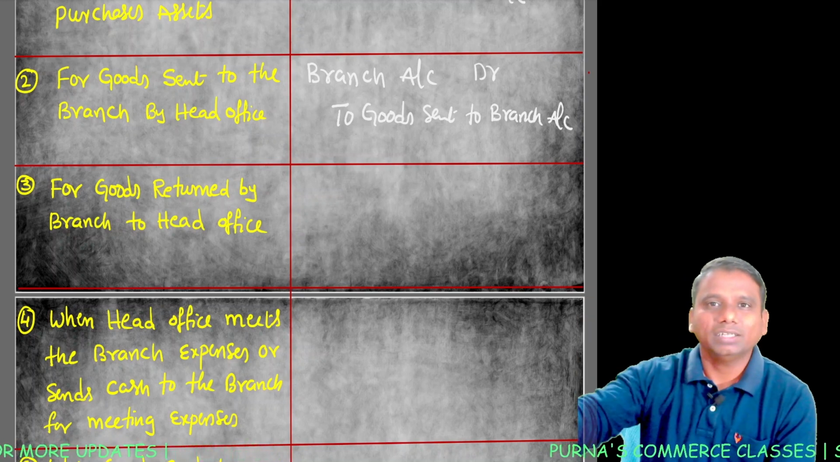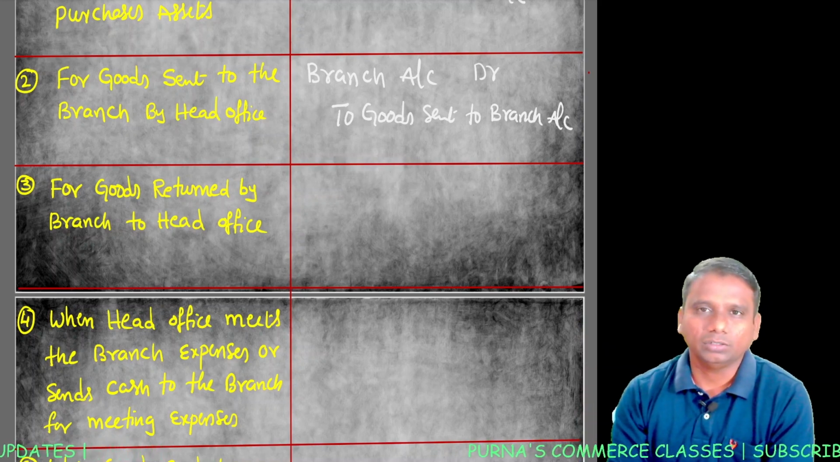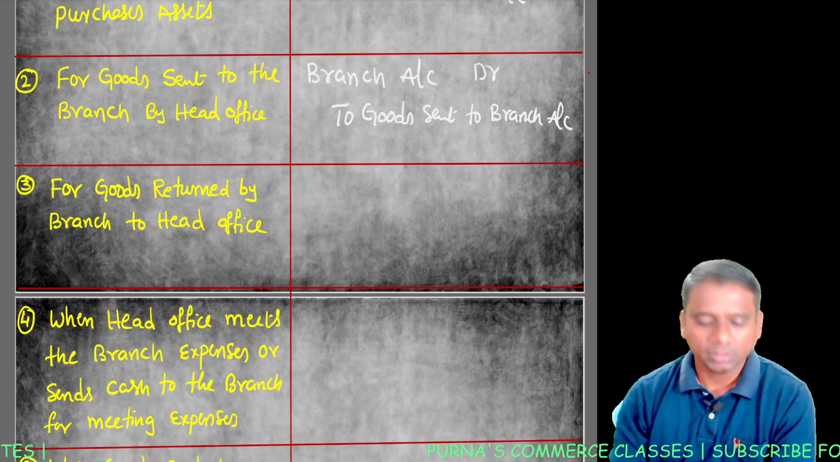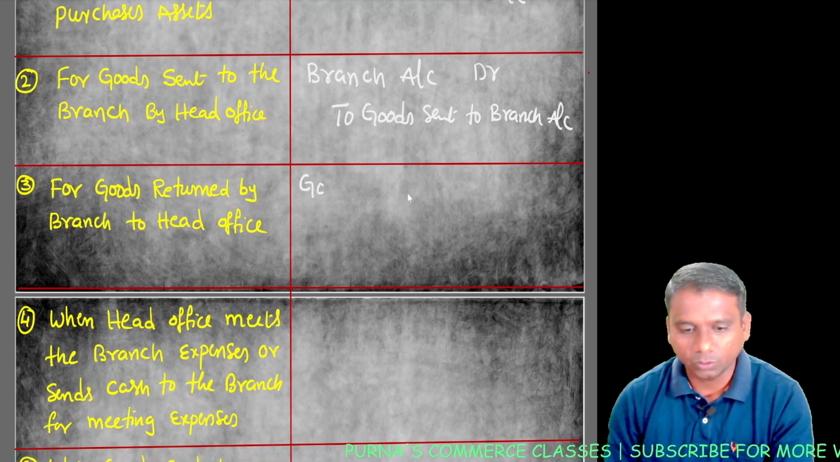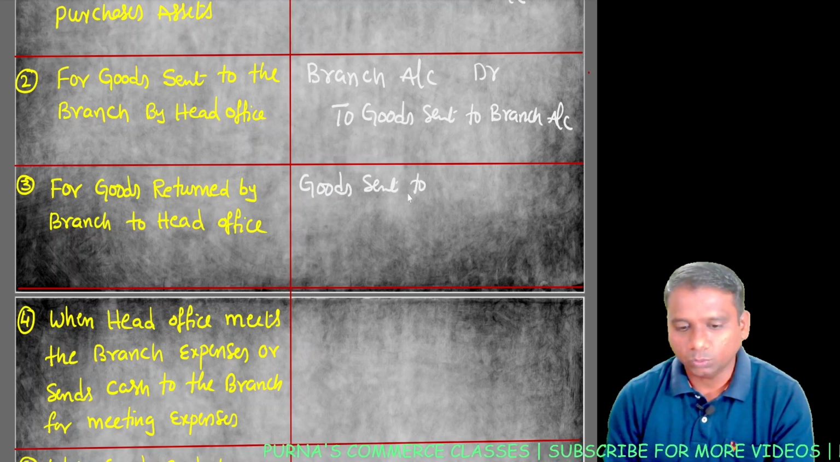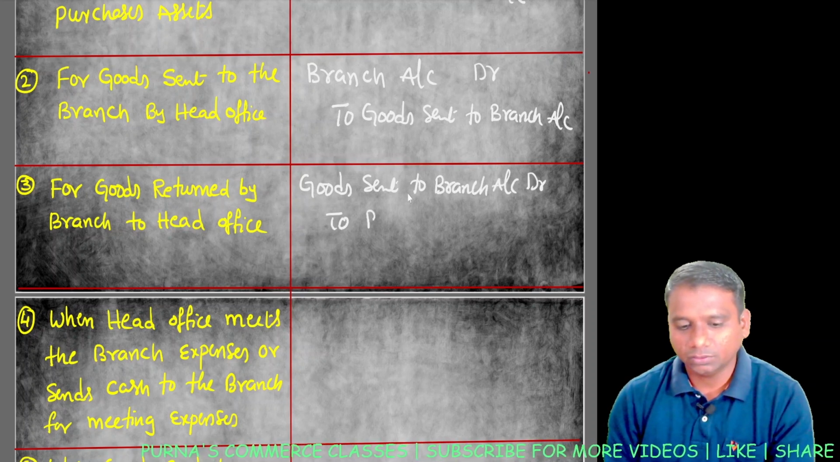Okay, so when consignee returns goods to us, what is the entry? Goods sent on consignment account debit to consignment account. Here, what is the entry? Reversal of above entry. Look at it: goods sent to branch account to debit to branch account. Simple.